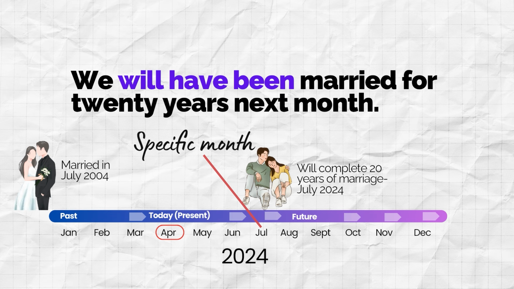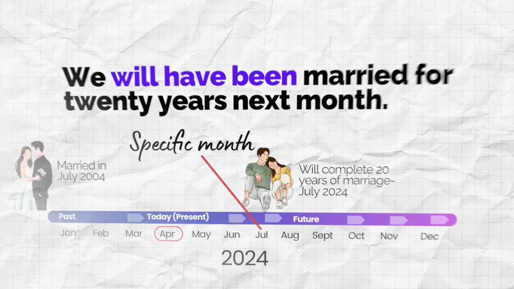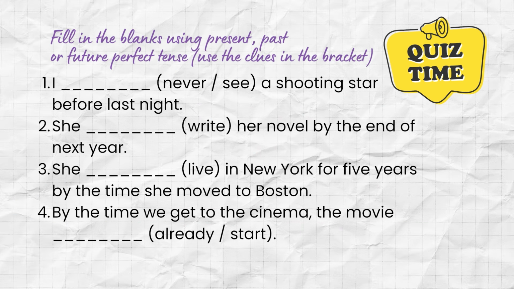So, in conclusion, the future perfect tense is used to talk about actions that will be completed before a specified future time. Now, let's test how well you have understood the perfect tenses. Here's a quick quiz for you. Fill in the blanks with present, past, or future perfect tense. The clues are provided in the brackets for your help. Let me know your answers in the comments.